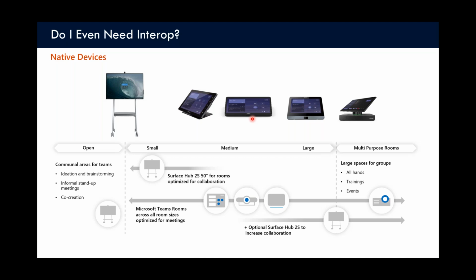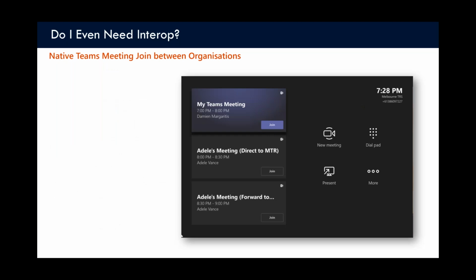Here we're showing Surface Hub and the Microsoft Teams room system on Windows. I'm going to show you some devices a bit later on, which is Microsoft Teams room systems on Android. What were the collaboration bars, but that is also an option available to you today. So just sticking with the question of, do I even need interop?